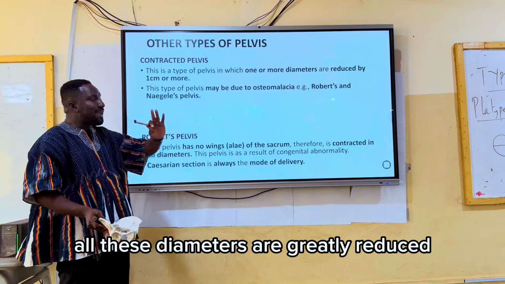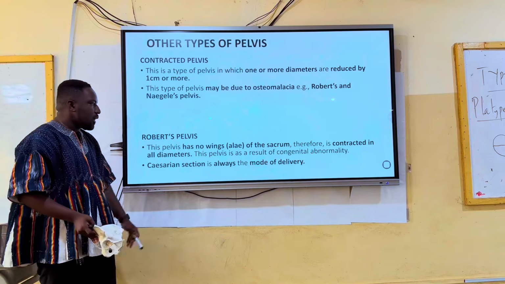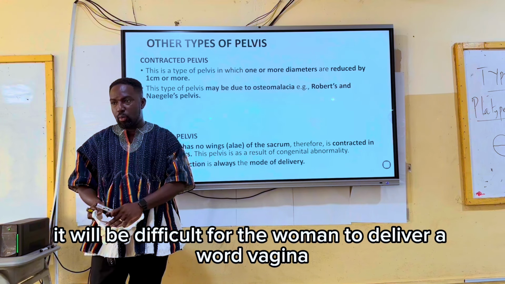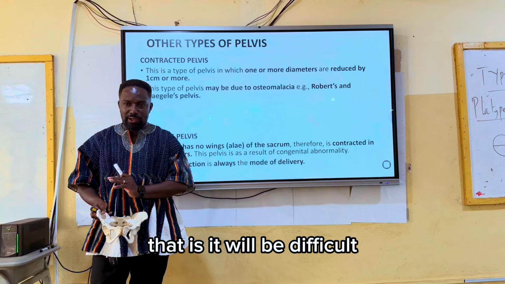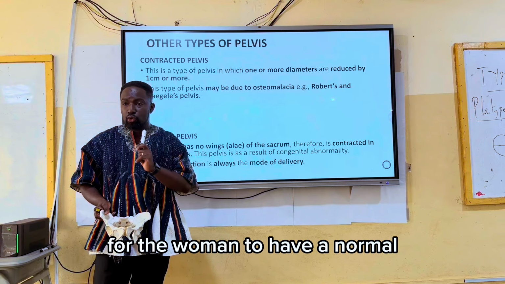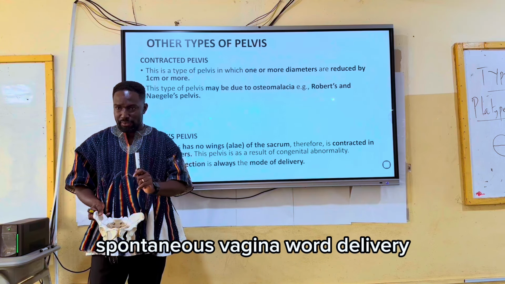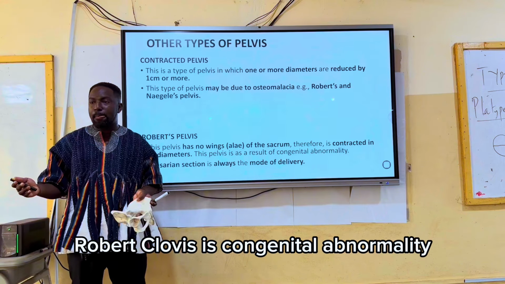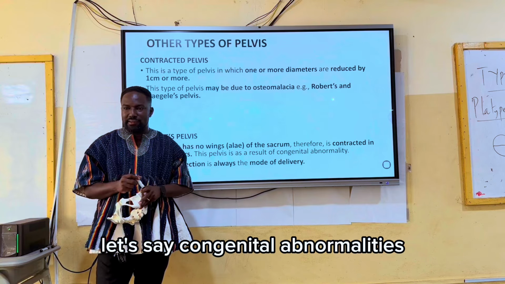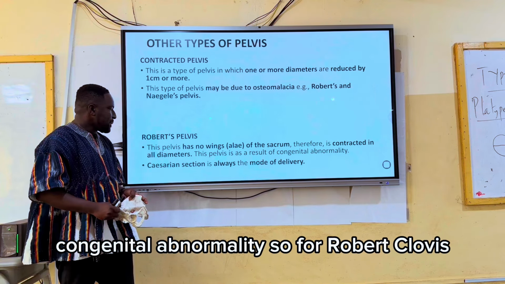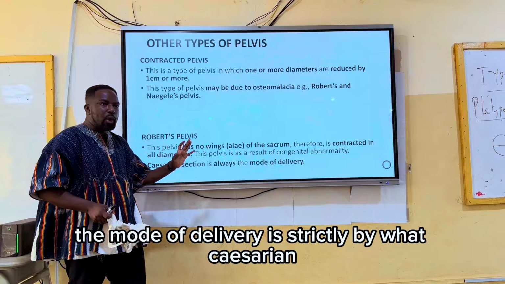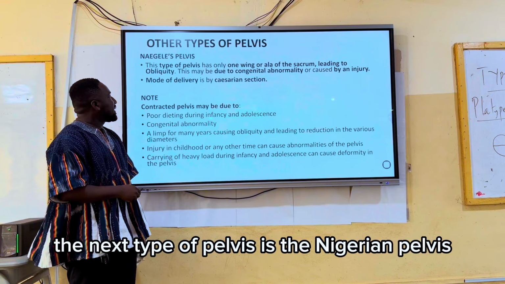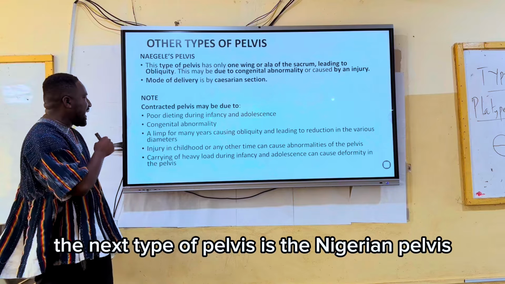Therefore, all its diameters are greatly reduced. For this type of pelvis, it will be difficult for the woman to have a normal spontaneous vaginal delivery. And one of the major causes of Robert pelvis is congenital abnormalities. So for Robert pelvis, the mode of delivery is strictly by caesarean section. The next type of pelvis is the Nigelis pelvis.